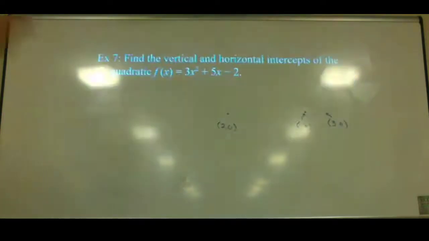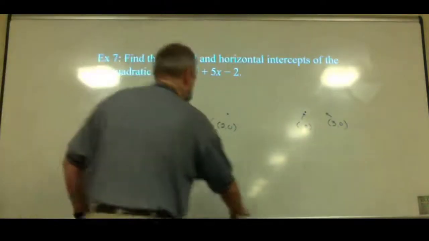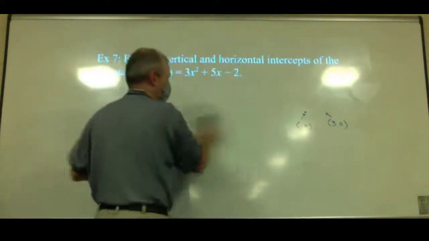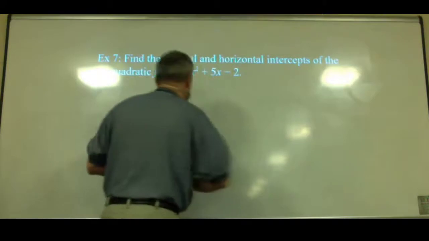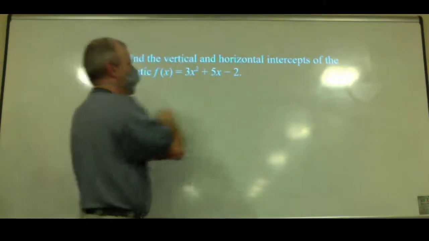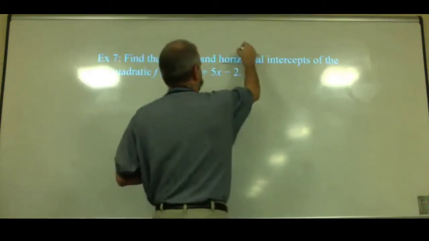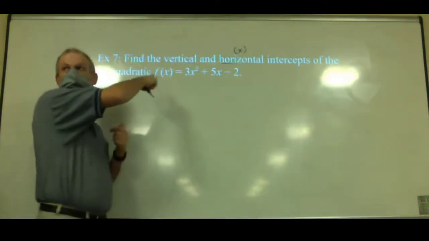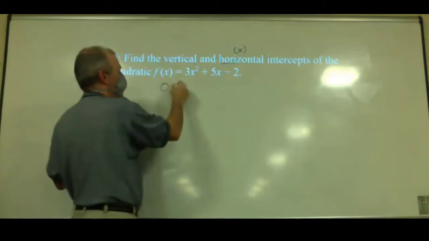So when we go to this, and we want to find both the x and the y-intercepts, the vertical and horizontal, let's go ahead and do the horizontal one first, or the x-intercepts. So we want to replace this, which is in the place of y, we want to put in a 0.